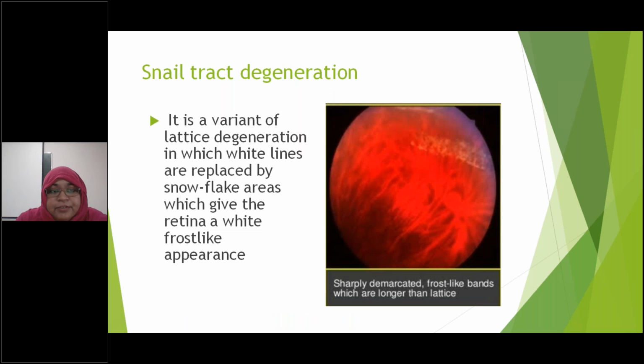And the second one is snail track degeneration. It is similar to lattice degeneration, but in lattice degeneration they are white lines, whereas in snail track degeneration the white lines are replaced by snowflake-like areas. Here you can see these are not lines, but a powdery appearance, right? So a snowflake-like appearance. It gives the retina a white, frost-like appearance. You feel like this part of the retina is frozen. So this is the frost-like appearance. This is snail track degeneration.